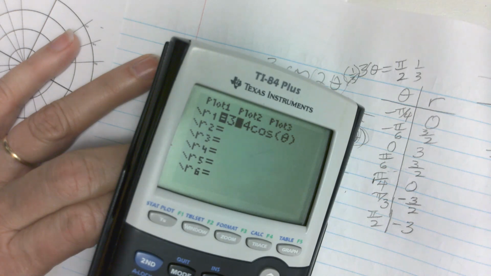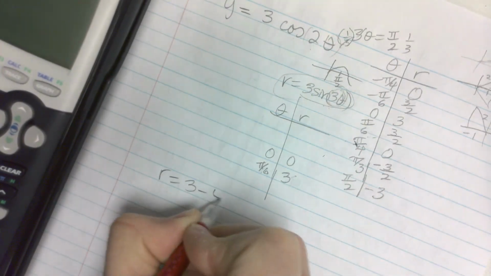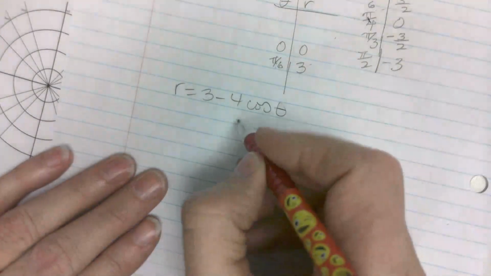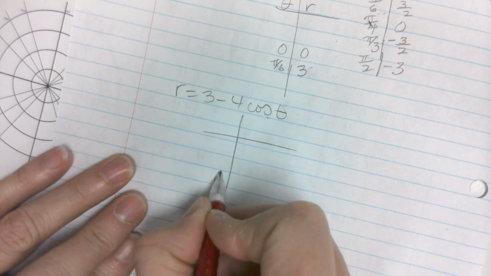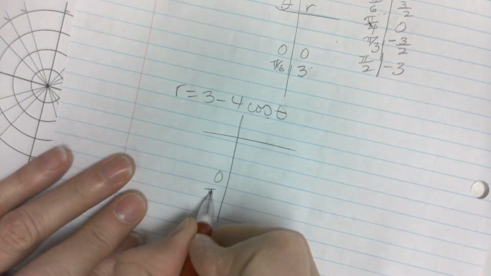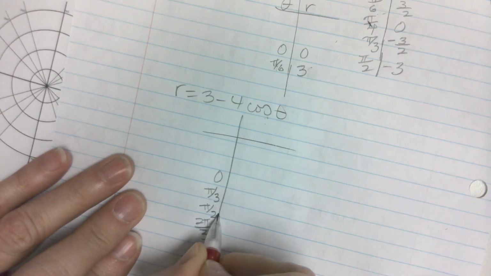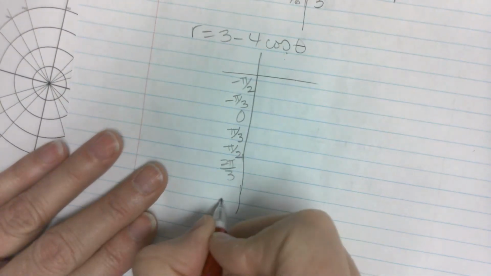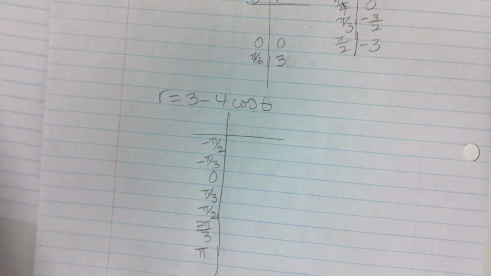Well, let's look at it. It's just all literally about figuring out what is happening as theta changes, right? What are some good thetas we like for cosine? 0, pi over 3 is a good one, pi over 2, negative pi over 3, negative pi over 2. Pi is a good one, right? So let's see what is happening to the figure.